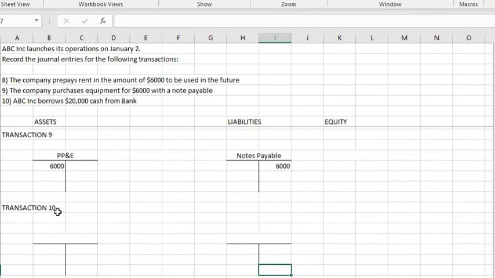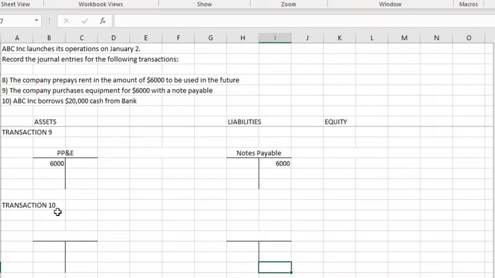The last transaction I want to record is borrowing from the bank. When you borrow from the bank in the amount of $20,000, that's going to increase your cash by $20,000, and then it's going to increase the liability account called bank loan by the same amount, $20,000.